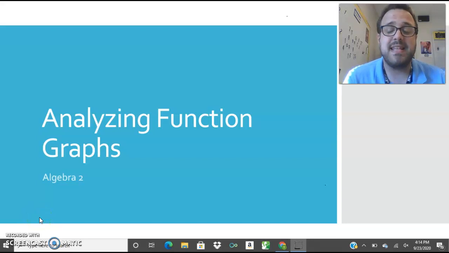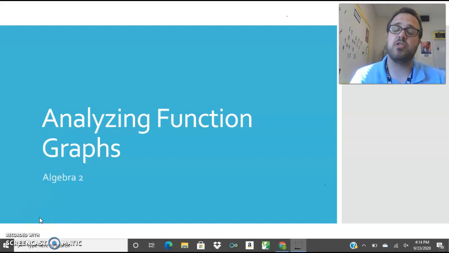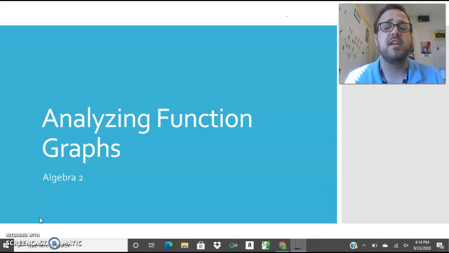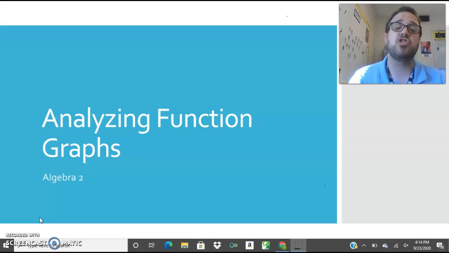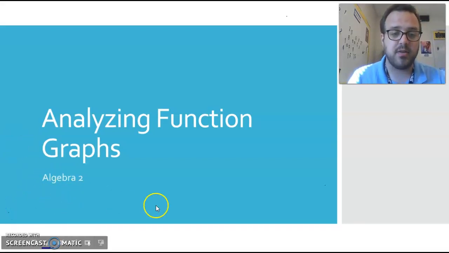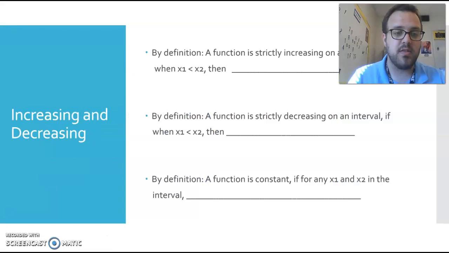Hello, ladies and gentlemen. Today we're going to be talking about analyzing function graphs. There's a couple different things that we can look at a function and say about them just by looking at their graphs. That's kind of what our goal is going to be for today. The first of these things that we're going to be talking about are the increasing and decreasing, okay?